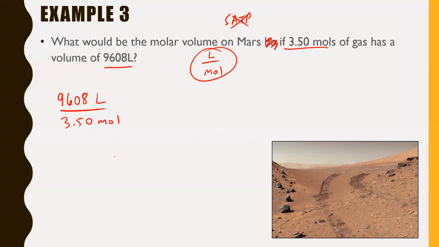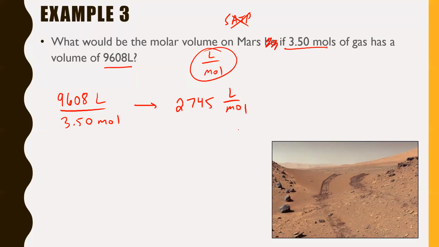Liters over moles. We want it as a unit rate though. We don't want it over 3.50 moles. We want 1 on the bottom. So let's actually divide these. 9,608 divided by 3.50 actually gives us 2,745 liters per mole, which is awesome. That's a great exact answer.